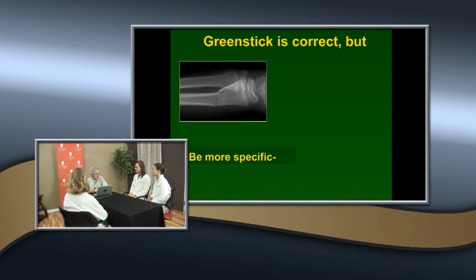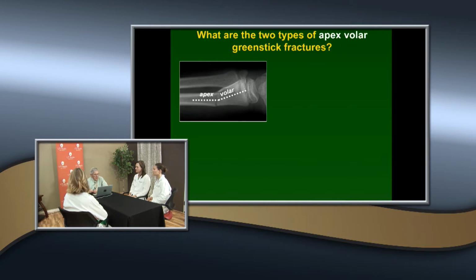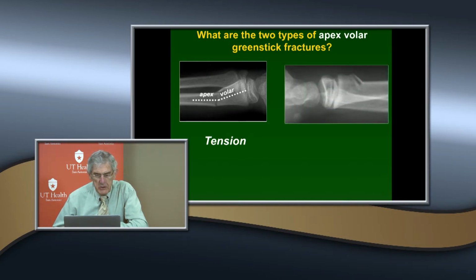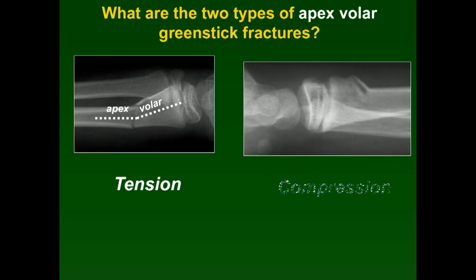But you need to be a little bit more specific about the Greenstick. What type of Greenstick is it? You need to know what the direction of the apex is. So there are two types of apex volar Greenstick fractures. This is a tension type here, and this one here has failed in compression, but it hasn't failed in tension.